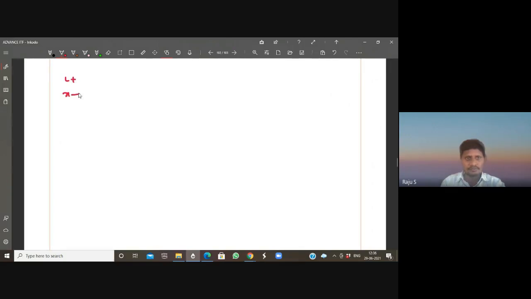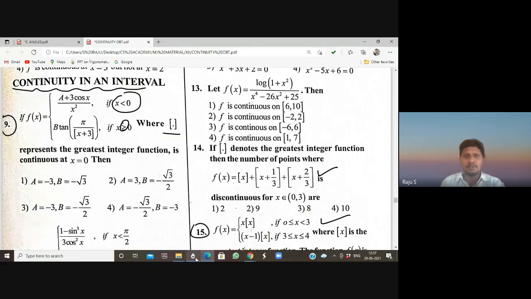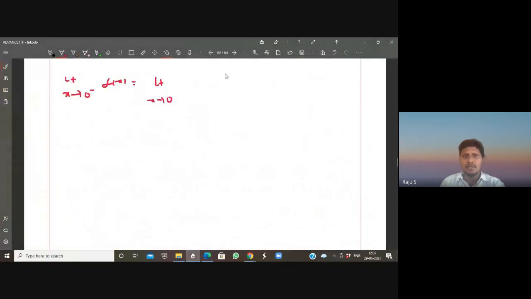Limit x tends to 0 minus of f of x. What is the f of x they have given when x is less than 0? It is (a plus 3 cos x) by x square. Okay students, now I want to find this value.